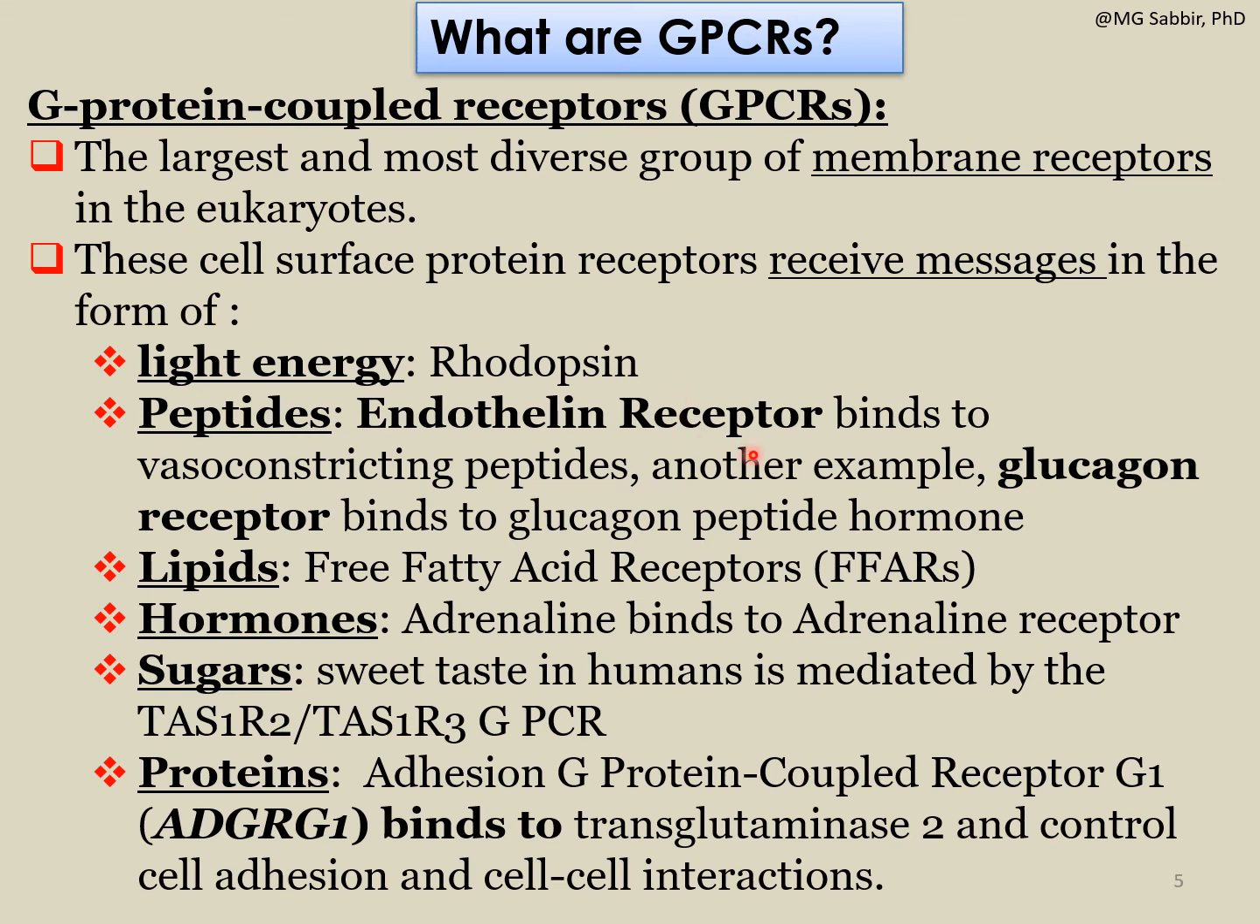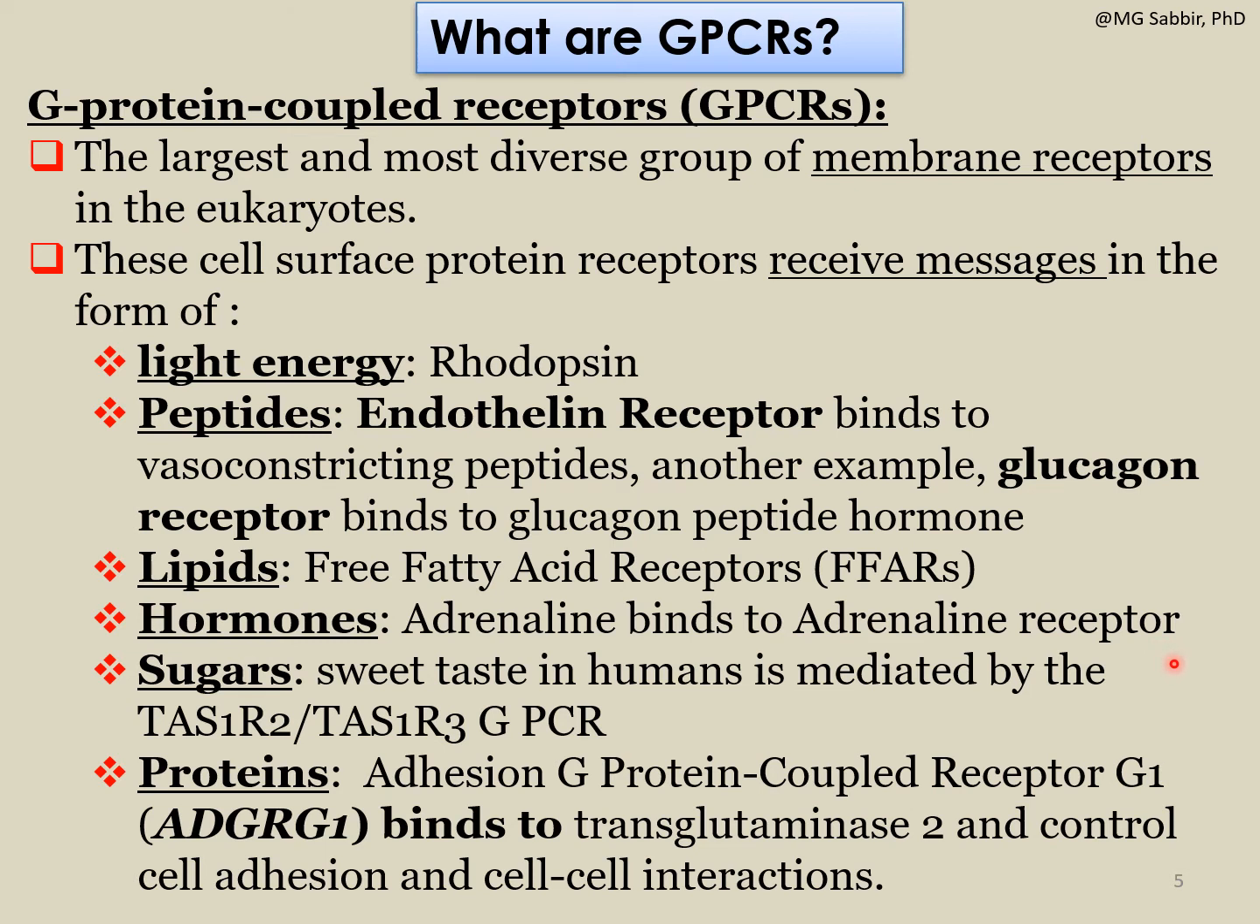The endothelin receptor is present on the cell membranes of vascular endothelial cells, and it binds to vasoconstricting peptides. Another example is a peptide hormone, glucagon, which binds to the glucagon receptor. There are also lipid binding free fatty acid receptors, which are G protein coupled receptors. There are hormone binding GPCRs. For example, adrenaline binds to the adrenaline receptor.